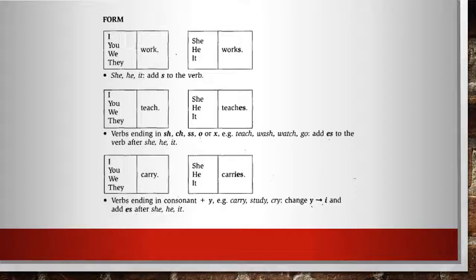Sometimes instead of adding an extra S, I'm going to need to add an extra ES, and that will become an extra syllable actually. So in cases when the verb finishes in letters SH, CH, double S, in the letter O, in the letter X, that's when I add the extra ES, right? That happens with the verb teach, which is pronounced like she teaches, he teaches, it teaches in third person singular, right?